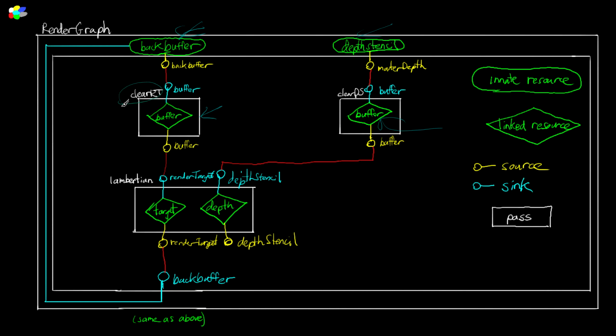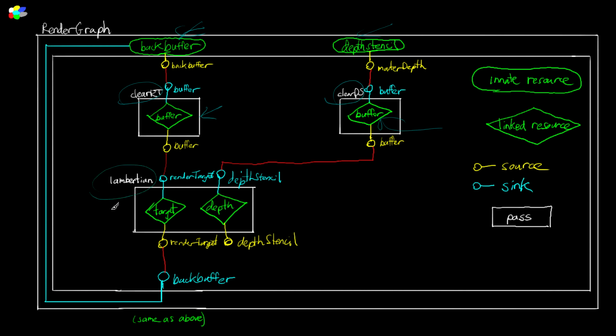So if we look at these two passes here, what these are doing is clearing buffers. This one's clearing the render target, this one's clearing the depth stencil. So it needs to take in a render target and a depth stencil, and it will perform a clear on them. After that, it provides those same targets to be passed on to the next. So they're kind of like a pass-through. They borrow, and then they pass it down the line.